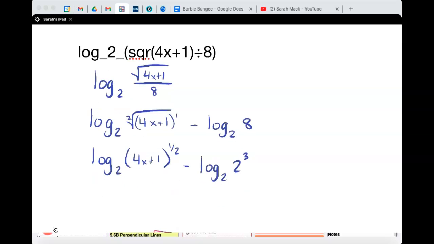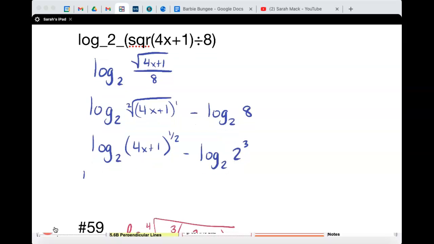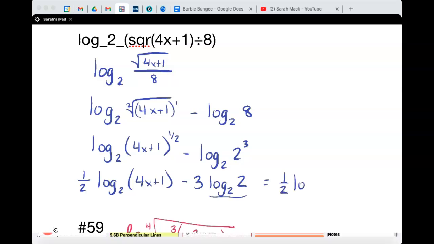Right, so now I can move my exponents in front using the power property. So I'm going to do that too. So 1/2 log base 2 of 4x plus 1, and then minus 3 times log base 2 of 2. This log base 2 of 2 is just 1. So technically, I have this, then just minus 3.